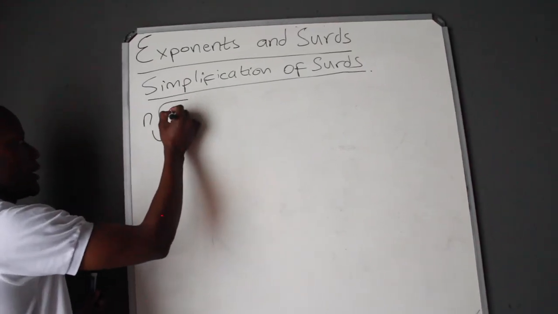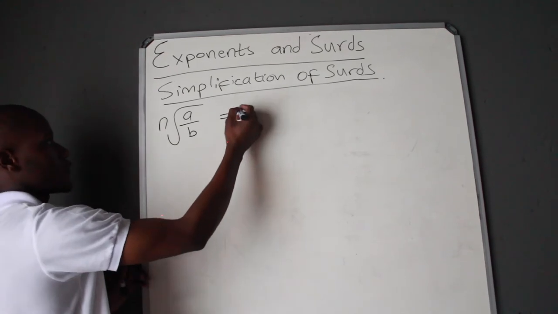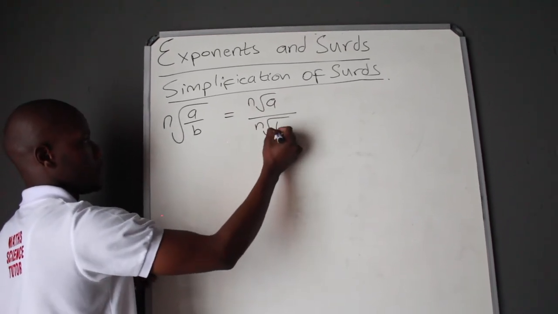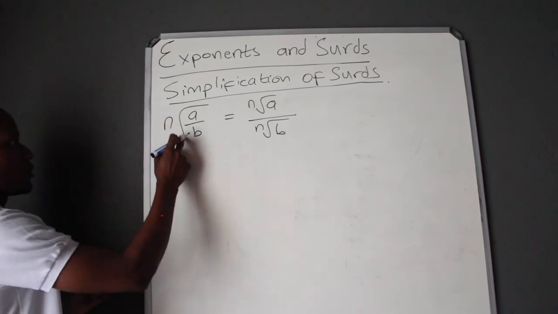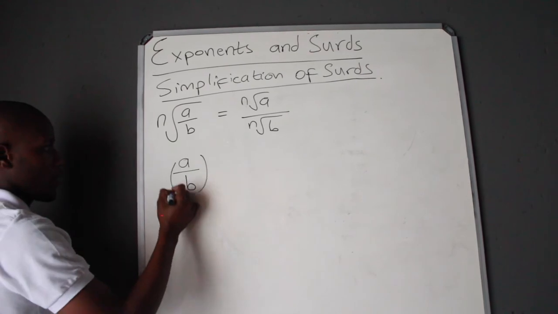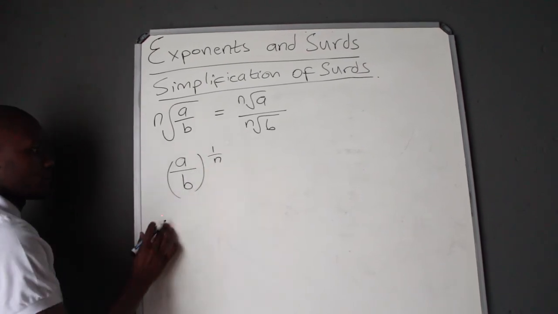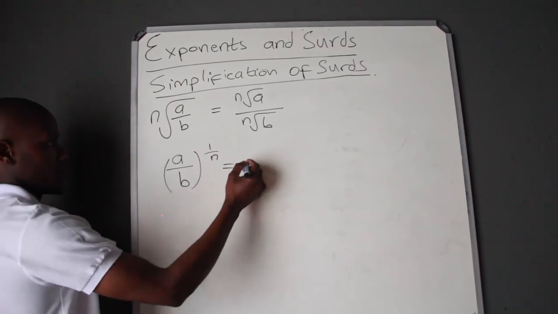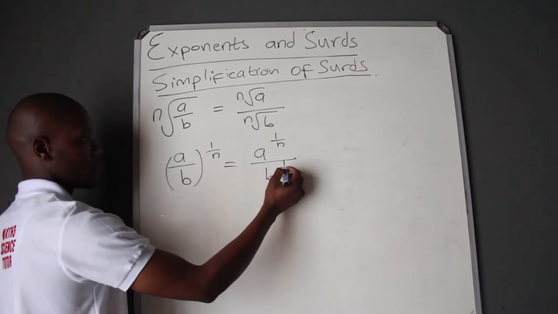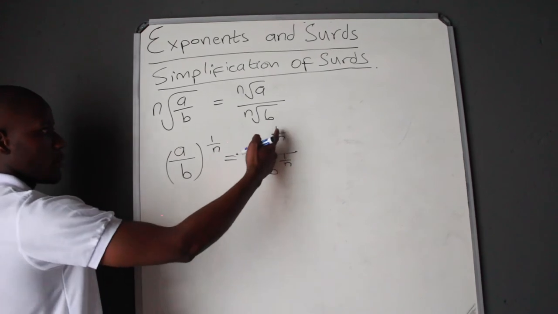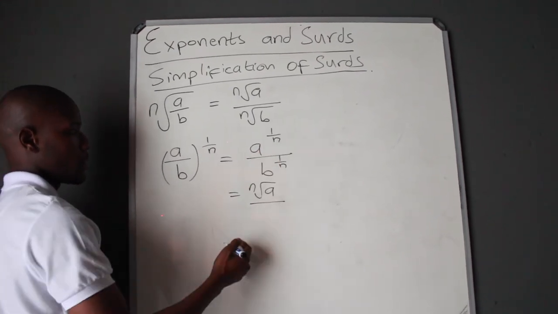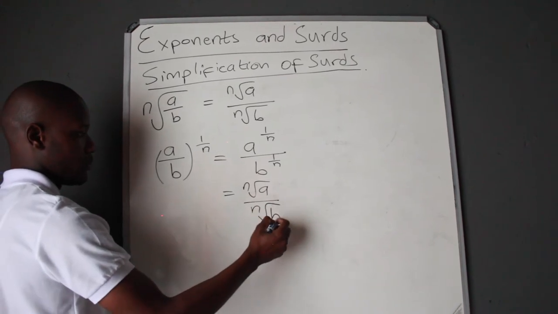The nth root of a over b is equal to the nth root of a over the nth root of b. Check: the nth root of a over b is the same as a over b all raised to the power 1 over n, and is equal to a to the power 1 over n over b to the power 1 over n. So a to the power 1 over n is the nth root of a, over b to the power 1 over n, which is the nth root of b.